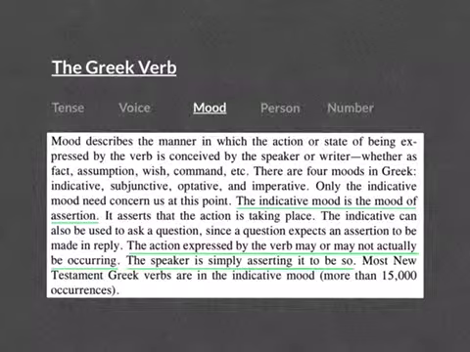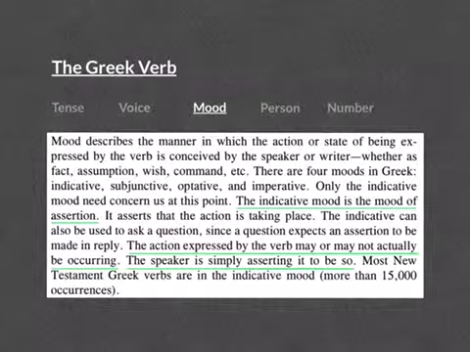Today we're doing the indicative mood, and this is a mood of assertion. It asserts that the action is taking place. The indicative can also be used to ask a question, since a question expects an assertion to be made in reply. The action expressed by the verb may or may not actually be occurring. The speaker is simply asserting it to be so. In other words, it's just saying this is happening or this has happened. It's not saying whether it's factually right or true. Any questions on that?